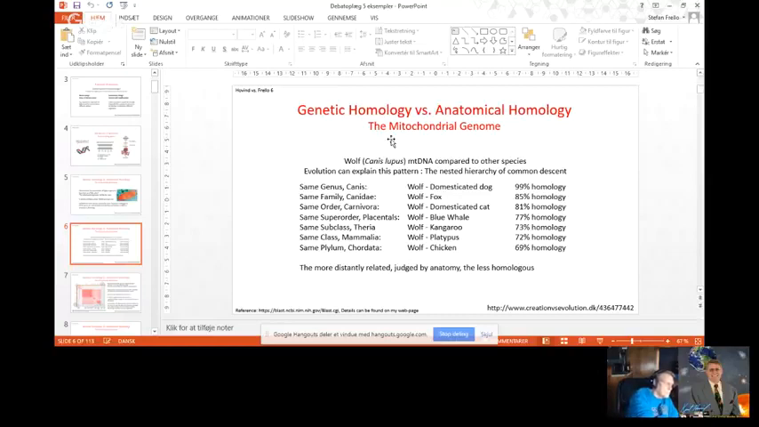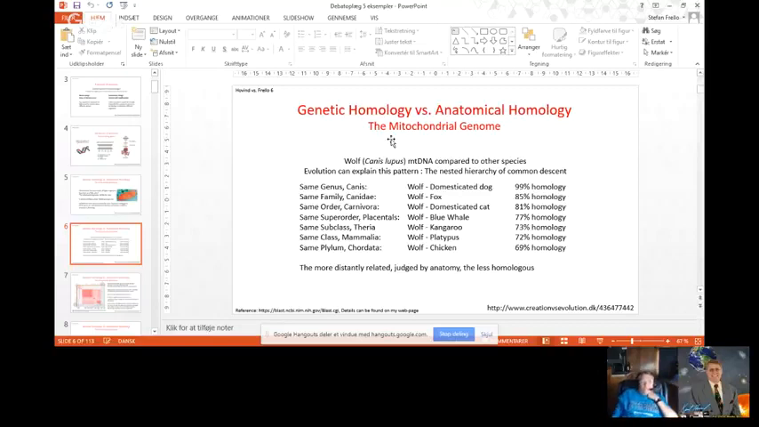If you compare it with species within the same order of mammal, the carnivores, in this case the domesticated cat, you get still lower homology, and so on through placentals and on to marsupials and monotremes. And if you compare it to another class of vertebrates, here I have used a chicken, a bird, you get still lower homology.